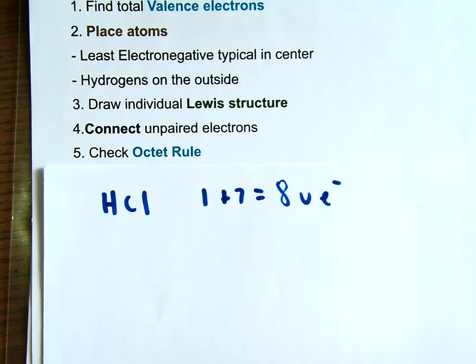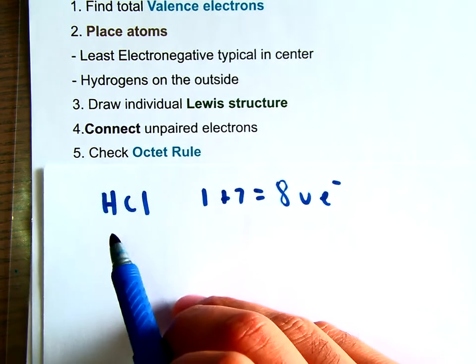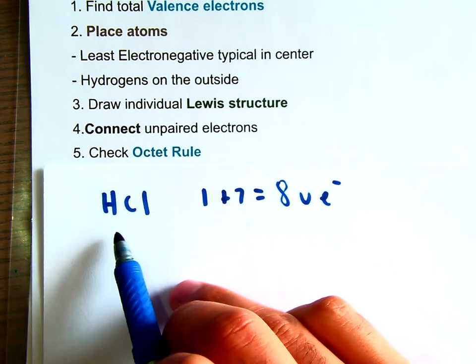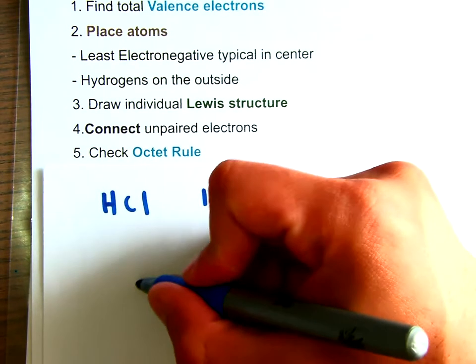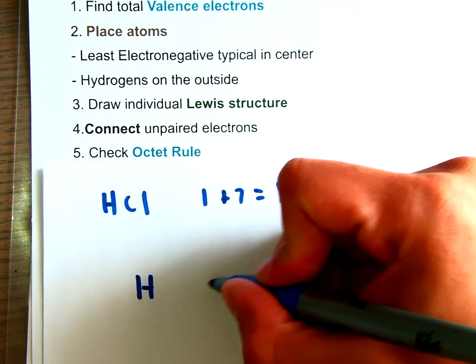Step 2, place the atoms. When we only have 2 atoms, you actually can skip part 2. You don't have to worry about placing the atoms in a certain order because we only have 2. There's only one way we could put it: hydrogen, chlorine.